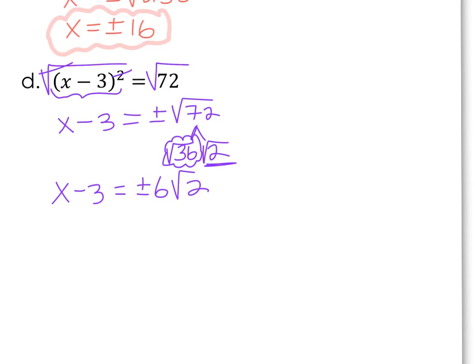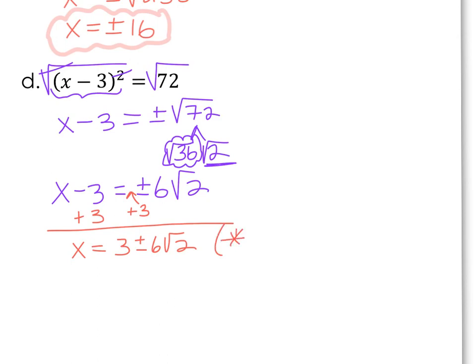Unfortunately, we don't totally have x by itself yet, so we still have to do that. To get x by itself, it's simple enough to add 3. But where we put 3 on the right is going to be significant for our final answer. The 3 on the right goes out in front of the plus or minus. To get that symmetry, we would start at 3, and then we could either add or subtract the 6 square root 2 approximation.